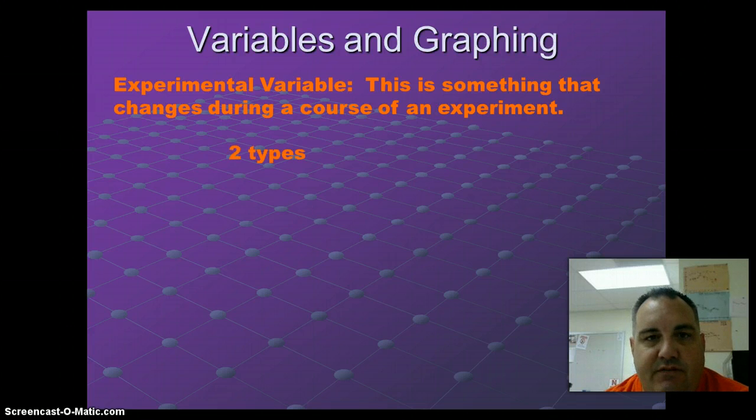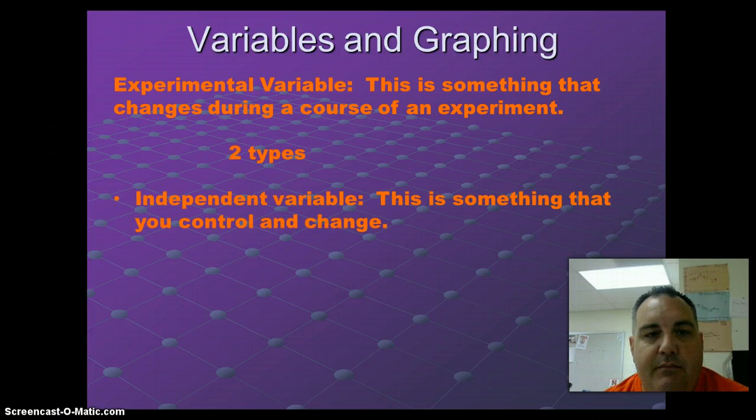There are two types of variables. The first type is called the independent variable. This is the aspect that you are changing. You're in control of it, you're making it change. So for example, if you were making Kool-Aid and you wanted to try and figure out what makes it taste the best, maybe how much sugar you put into the Kool-Aid is your independent variable.